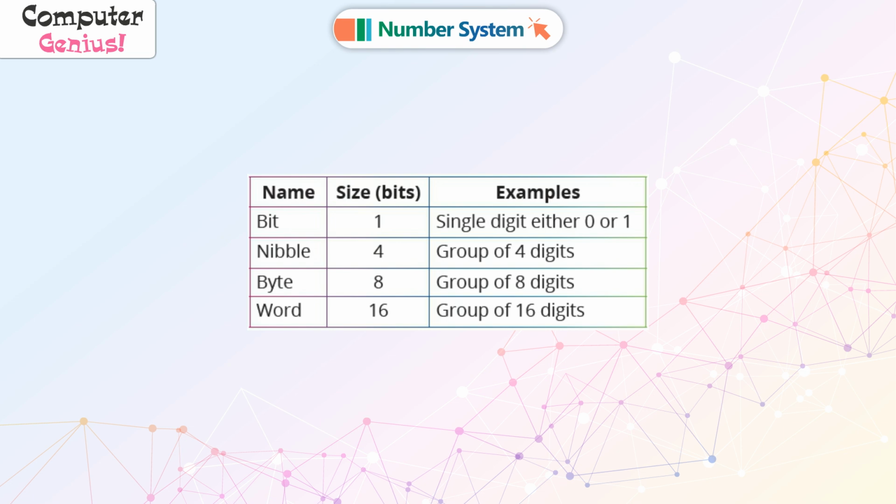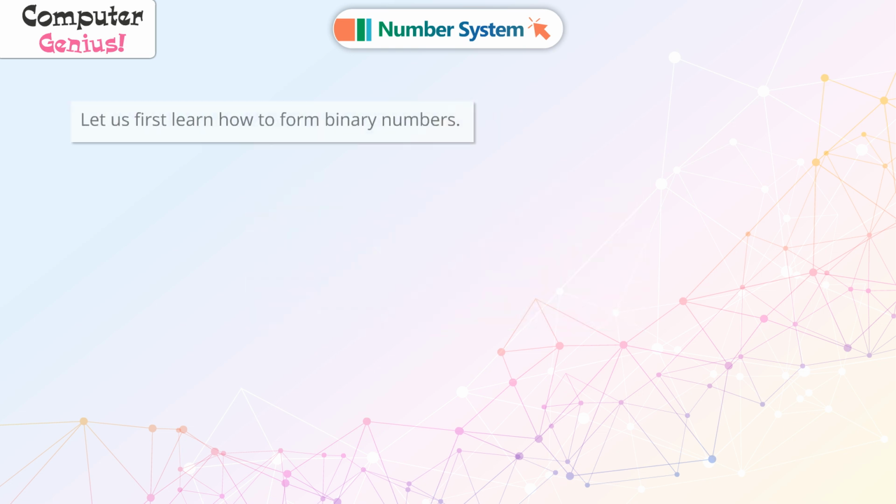Name, size, bits, examples. Bit: 1, single digit, either 0 or 1. Nibble: 4, group of 4 digits. Byte: 8, group of 8 digits. Word: 16, group of 16 digits.